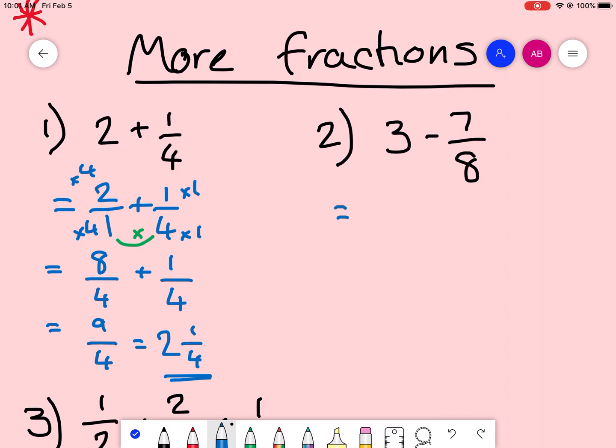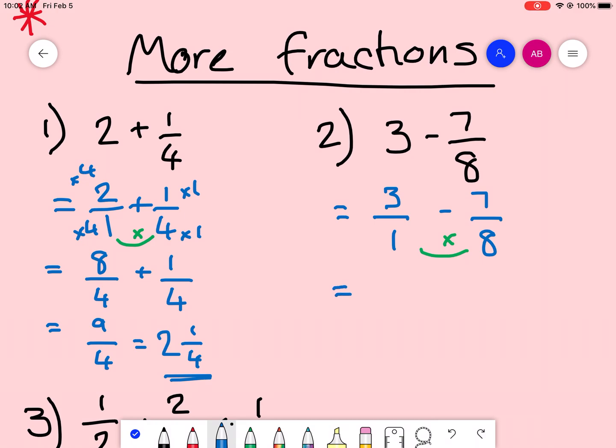Now, 3 take away 7 over 8. I will think of 1 take away 7 over 8, I'd end up with 1 over 8. That would be what was left. So it's now 3 take away 7 over 8, so it should be 2 and 1/8 that I'm going to get. But again, if you can't spot that straight away, just make your number 3 as 3 over 1, and then perform your fraction calculations.